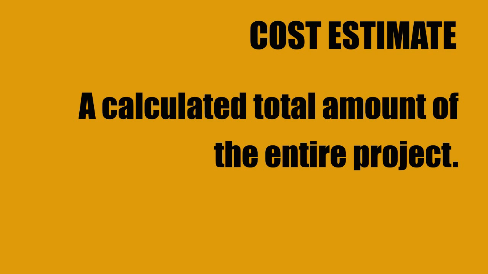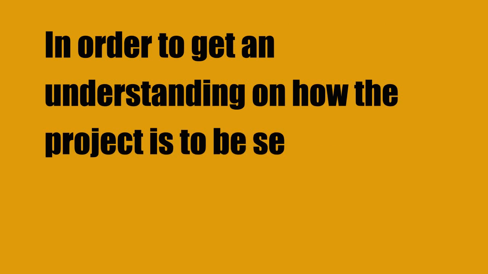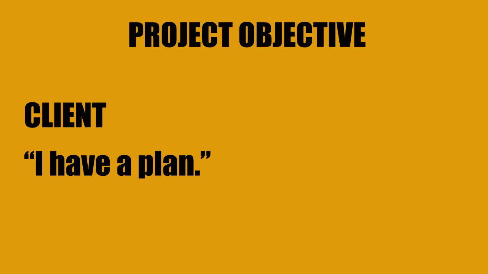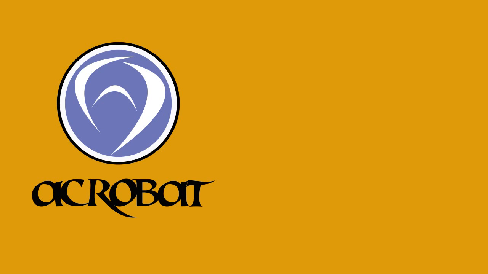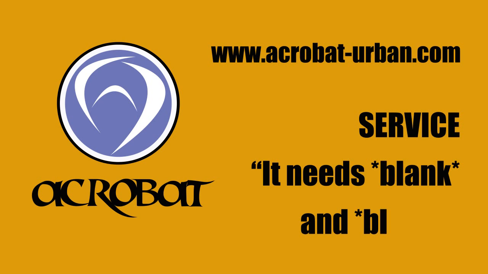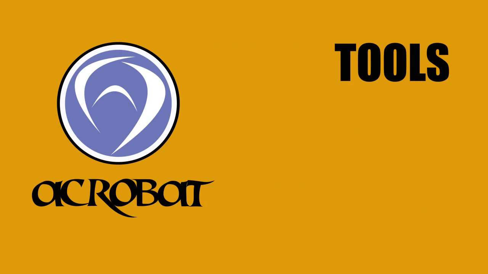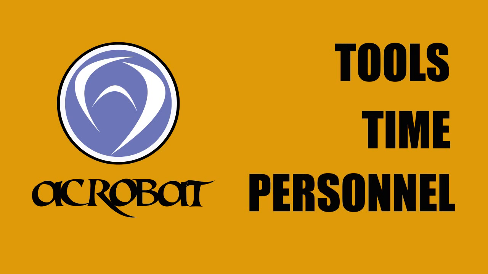In order to get an understanding on how the project is to be set up, there needs to be a project objective. Once the client comes up with a plan on what they would like to have done, both parties need to agree on the idea of what the company asks for and what can be done by the service. If Acrobat came to a service and asked for an interactive website, you would provide specific details on how it would get done. This method is done so that the client can understand the tools used, the time it would take to get it done, and who will be involved during the process. The more detail is provided, the better an understanding on what is going on.